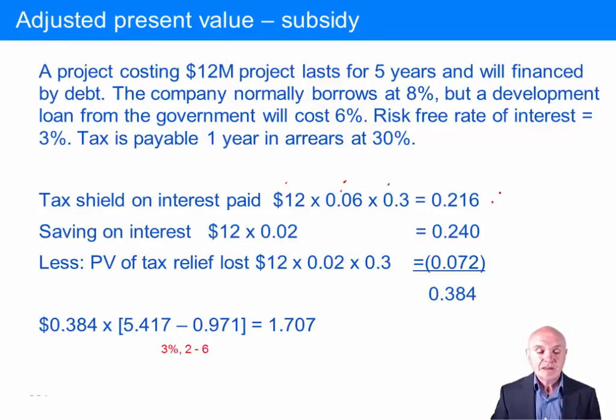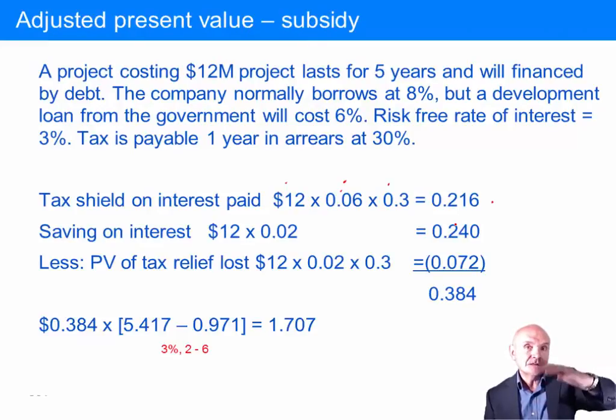There's going to be a saving on the interest. The government is chipping in 2%. So we have 12 million, which is 2% cheaper, and that's worth 0.24 per annum. However, we also have to take into account that if the government is letting us off some debt cost, we're actually losing out on some tax relief on the interest on that debt.